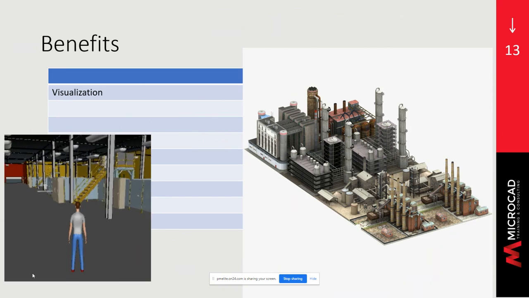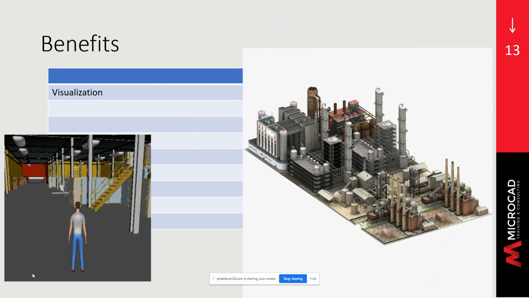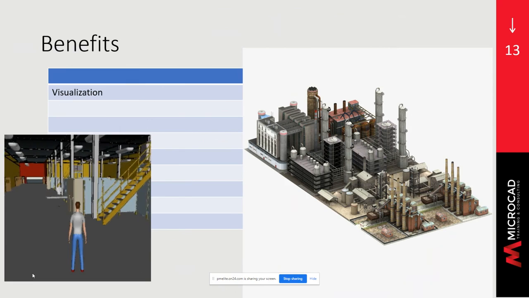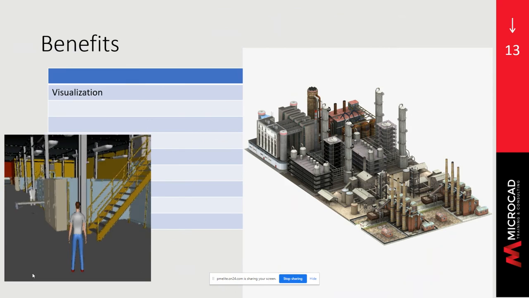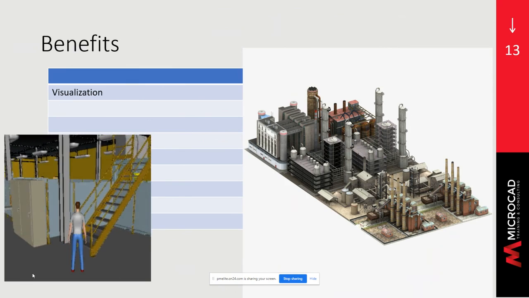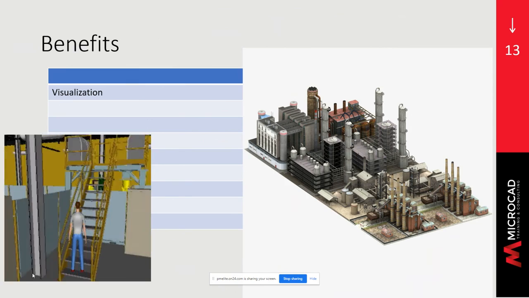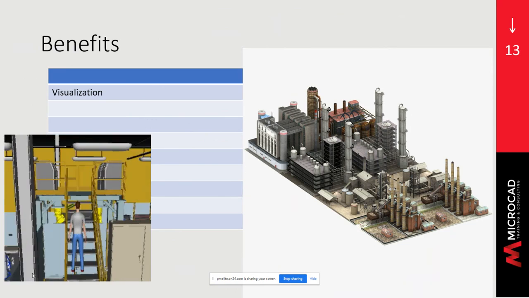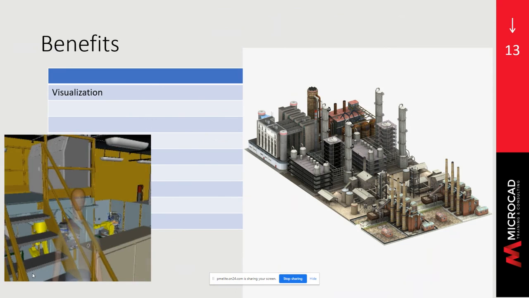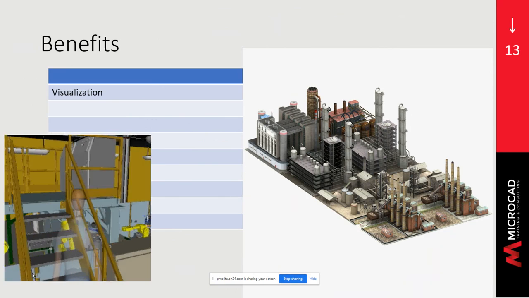So by using these visualization tools, we can make the real building be replicated in a digital model and use it for letting people see what it looks like, planning changes, and helping train operators and users within the building.